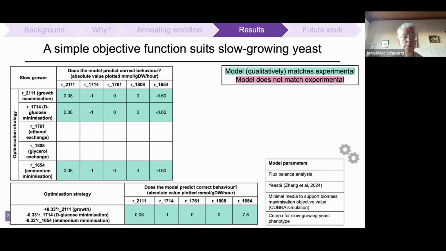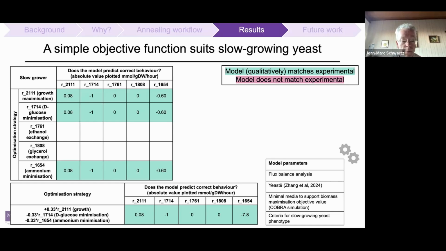Essentially what the green color here means is that the solution calculated by FBA matches the experimental qualitative criteria that we set as conditions. And you can see they are all green for these 3 objectives, which means each of these objectives would be suitable to represent this condition.